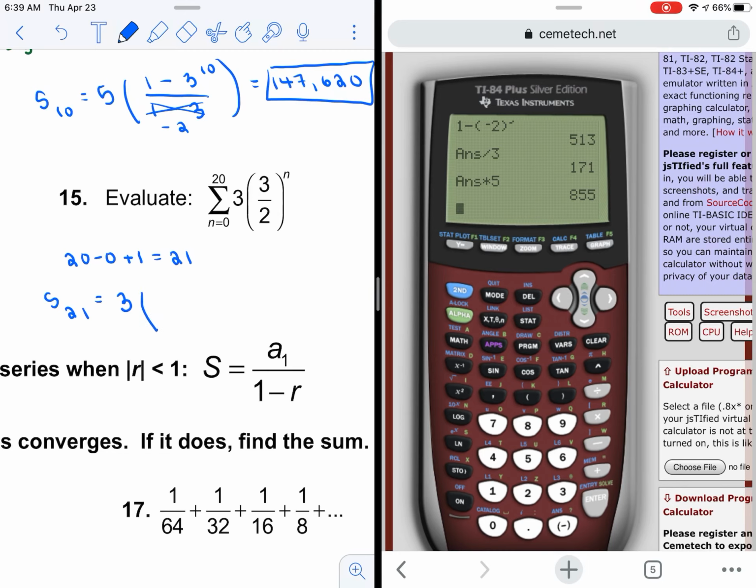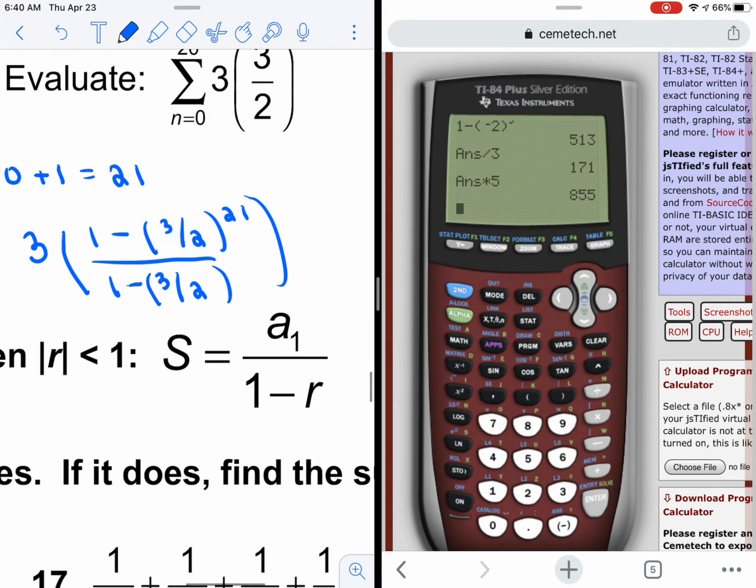In the parentheses, we're going to do 1 minus the common ratio. Common ratio is what's being raised to the nth power. So we're going to get that 3/2 all to the 21st power over 1 minus 3/2. I don't know, lots of parentheses there. It's a parenthesis party. If you do 1 minus 3/2, 3/2 is 1.5. So just make sure you get a negative 0.5 down there.